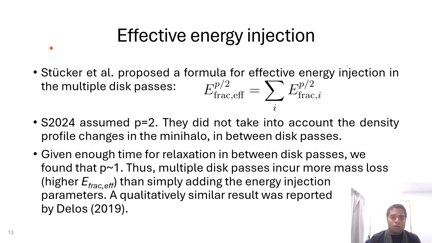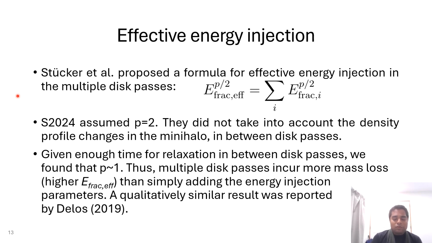Now, Stucker et al. proposed a formula for how to add up the energy injection parameters for multiple disk passes. If E sub frac comma i is the energy injection parameter for the ith disk pass, then this formula tells you how to compute the effective energy injection parameter for all the disk passes, and treat all the disk passes as a single encounter case. And here the constant p is to be determined for our individual problem.